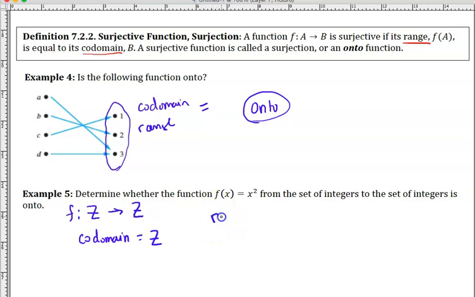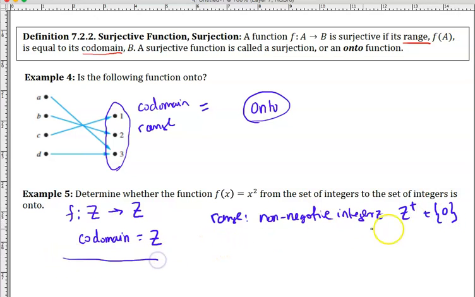Now let's see what the range is. If I look at my function f of x equals x squared, I see that the outputs can only be positive integers or non-negative integers. It could be 0. So the range is the non-negative integers, which is Z plus with 0 included. Because the codomain is not equal to the range, this is not an onto function, not a surjection.